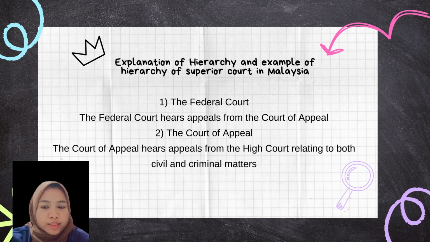Today I want to explain about the hierarchy and example of hierarchy of superior court in Malaysia. First in the hierarchy is the Federal Court, which hears appeals from the Court of Appeal. Second in the hierarchy is the Court of Appeal, relating to both civil and criminal matters.